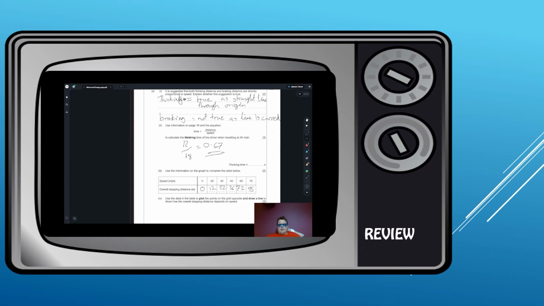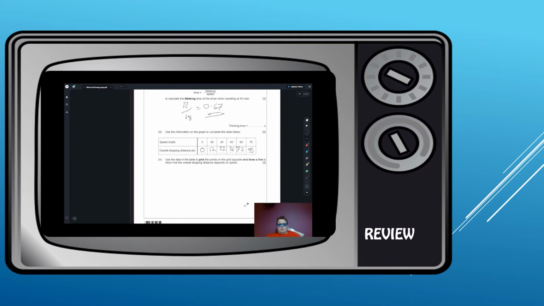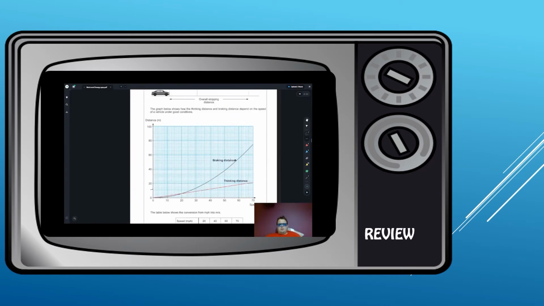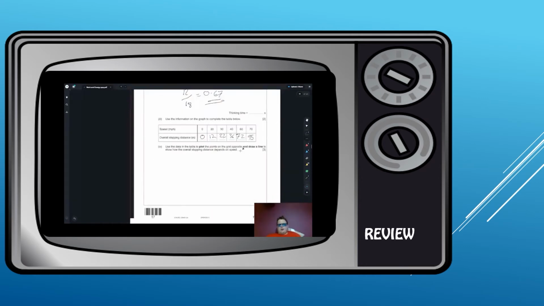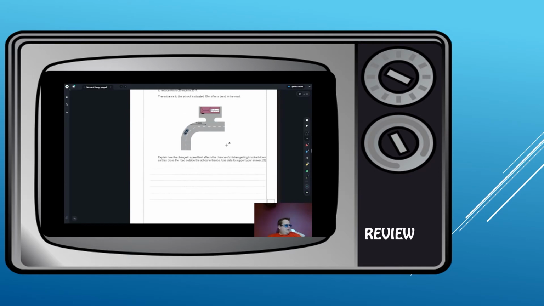Use the data to plot the points and draw a line to show how the overall stopping distance depends on speed. So you're basically going to plot those points on that graph and you're going to get a curve. And for 3 marks, it's basically 2 marks for your points, if you get all 5 points, and 1 mark for your line. I'm not going to do that now because it takes a lot of time on the computer and you don't really get a good thing. So here we are.